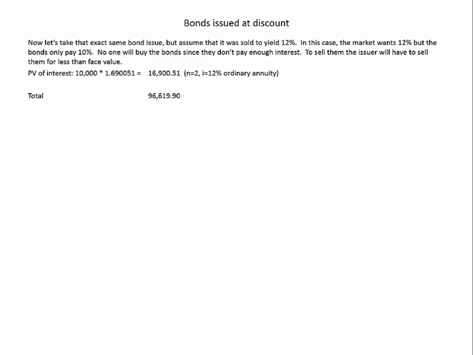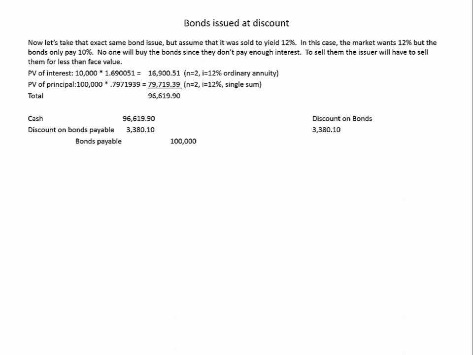Present value of the interest, again, a 2-period, 12% ordinary annuity, is $16,900.51. The present value of the principal, $79,719.39. Total present value, $96,619.90. We go ahead and record the issuance. We're taking in cash of $96,619.90.